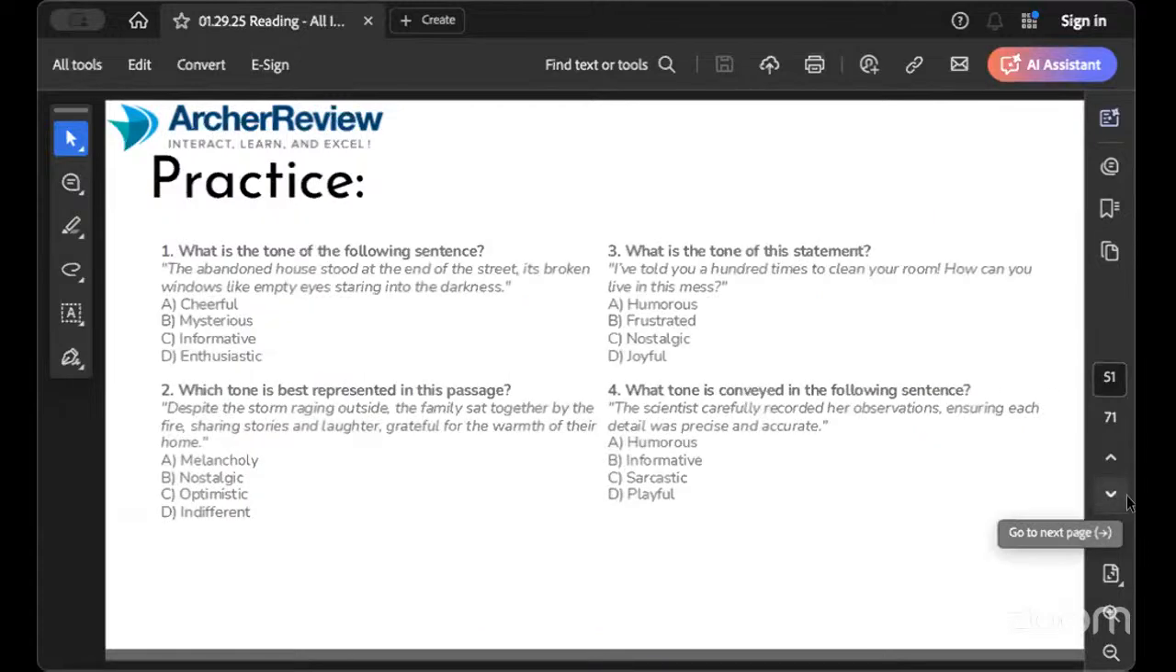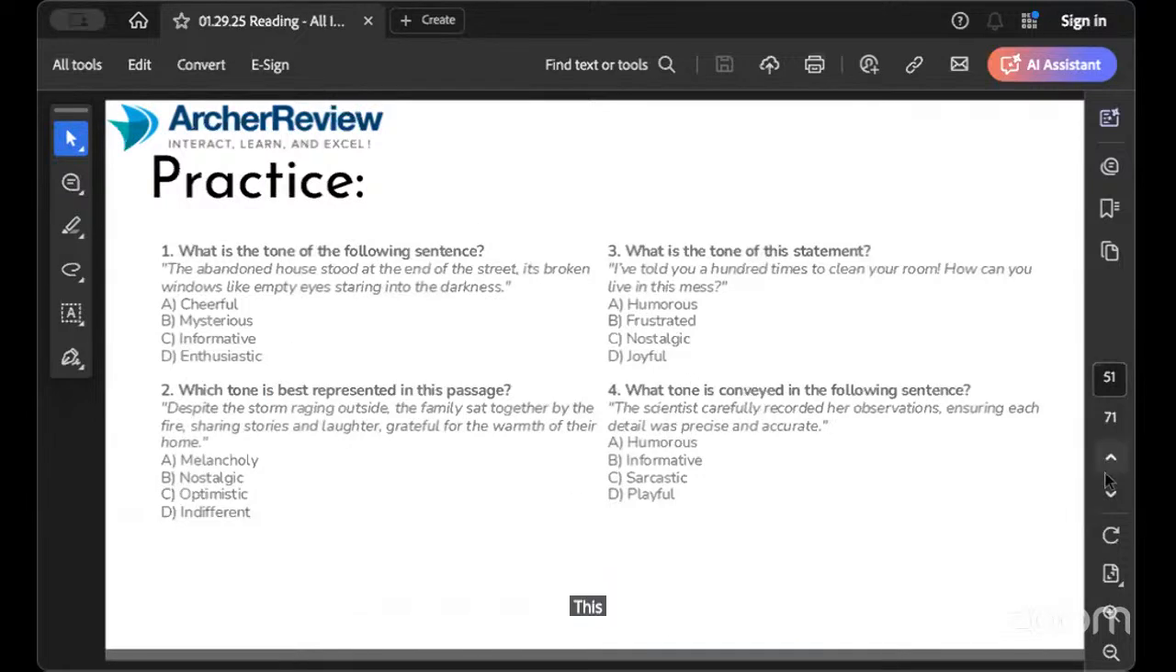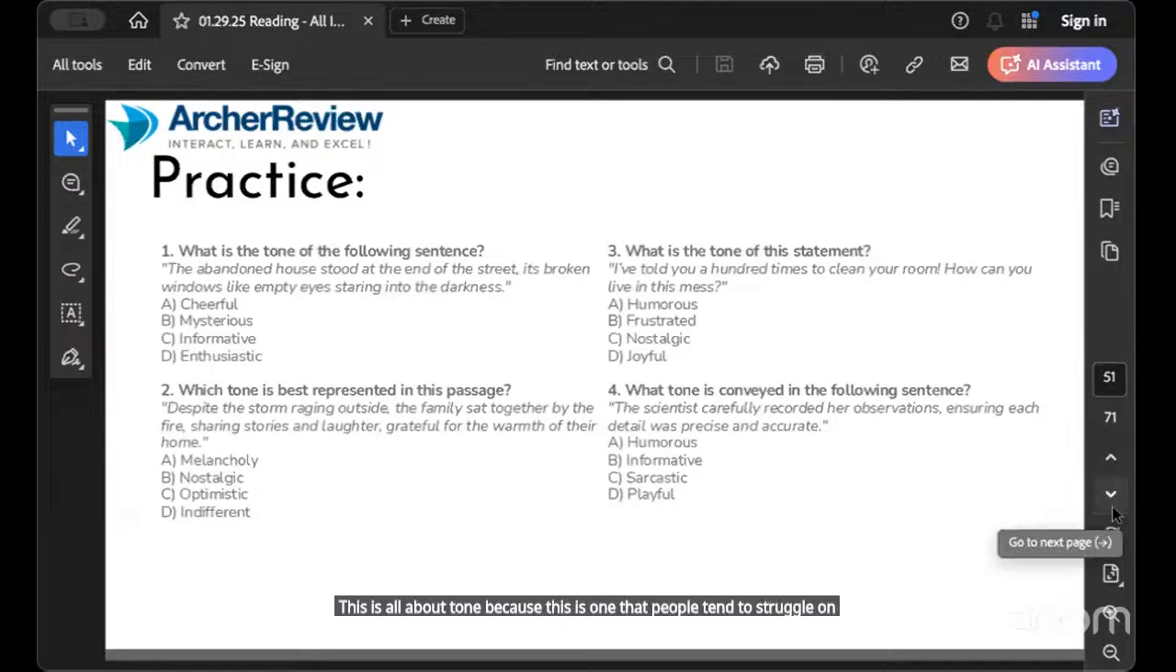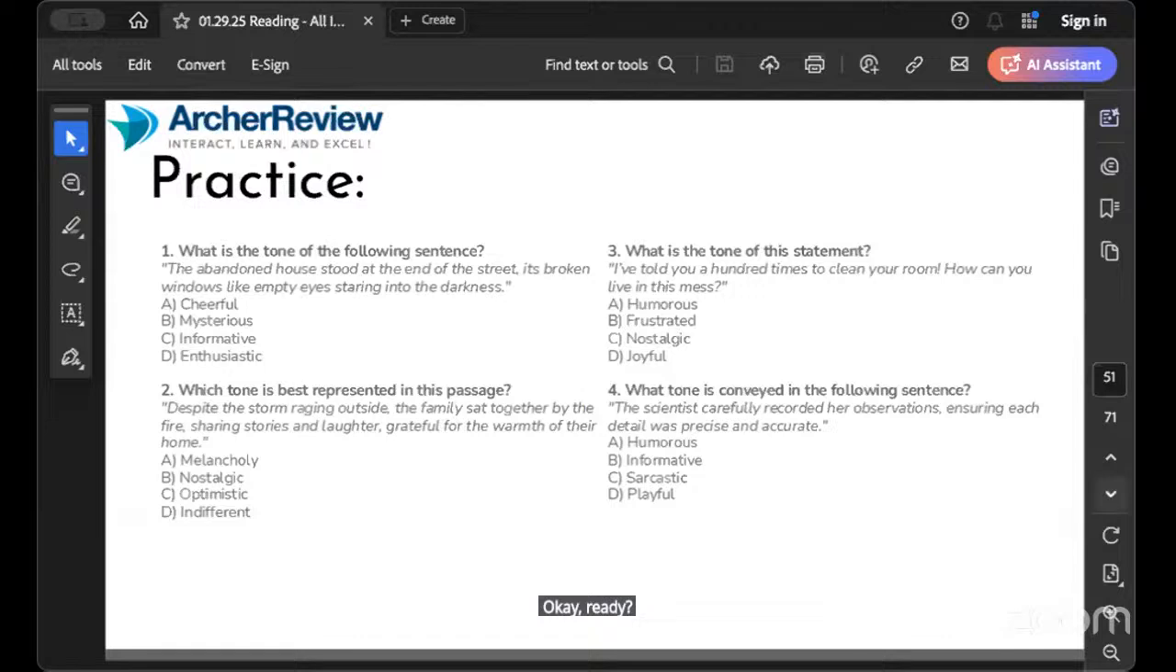All right, so this section's pretty short, sweet, simple. So let's do a little bit of practice for this. So tone, this is all about tone, because this is one that people tend to struggle on. So take about 2.5 minutes and answer these questions, and then we'll come back and check. Okay, ready, set, go.